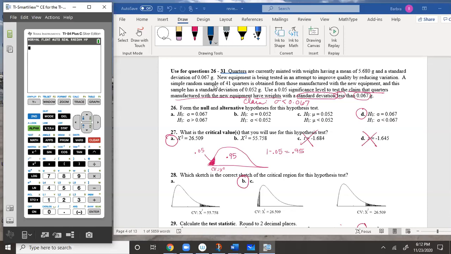All right, so the claim is that the quarters manufactured with the new equipment have weights that have a standard deviation less than 0.067. So the parameter we're using is sigma, for the standard deviation of a population. It's less than 0.067. So setting up our null, sigma equals 0.067. And the alternative claim is sigma is less than 0.067. So the correct answer for 26 is D.